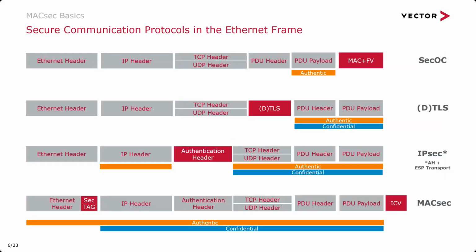So basically the same picture as we had before, but now in a more technical way. I'll just go over this very briefly, and I'd just like to give you the idea here that with the different protocols, we are basically moving the protection down the layers. So while SecOC is protecting on a very high layer, with MACsec, we are pushing the protection quite down in the protocol stack. So now we are here really on the Ethernet layer where we are protecting the data.